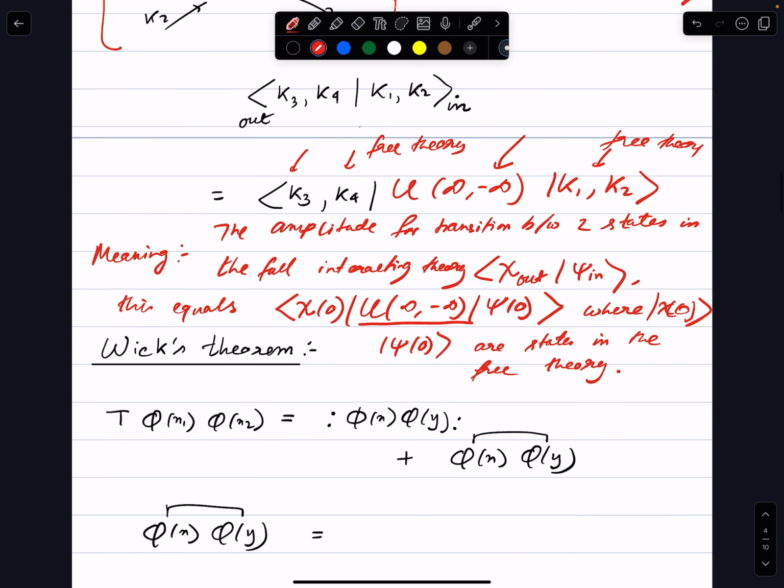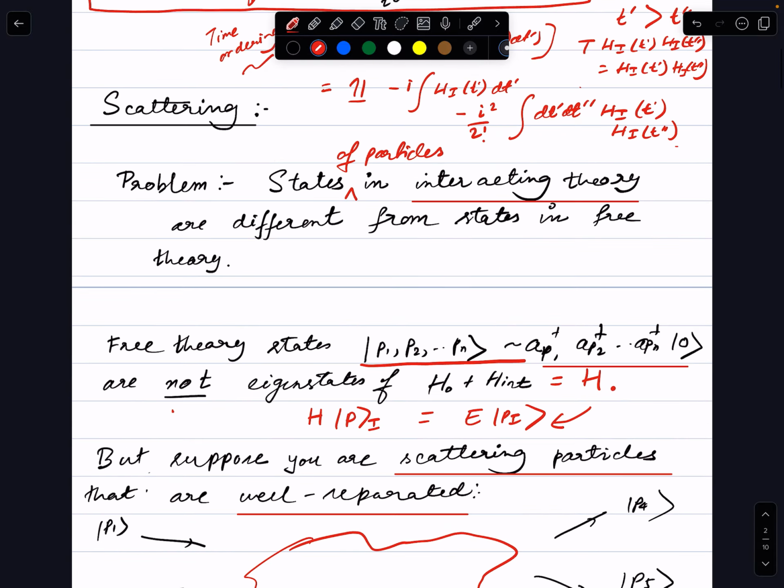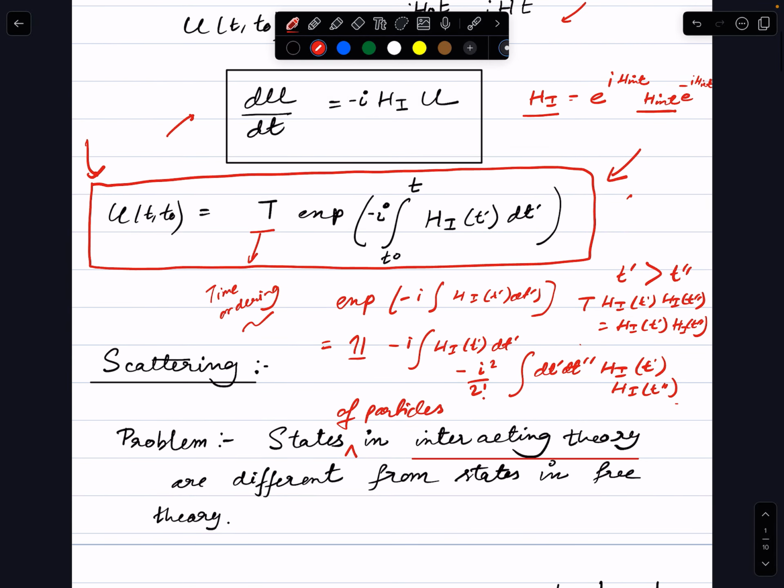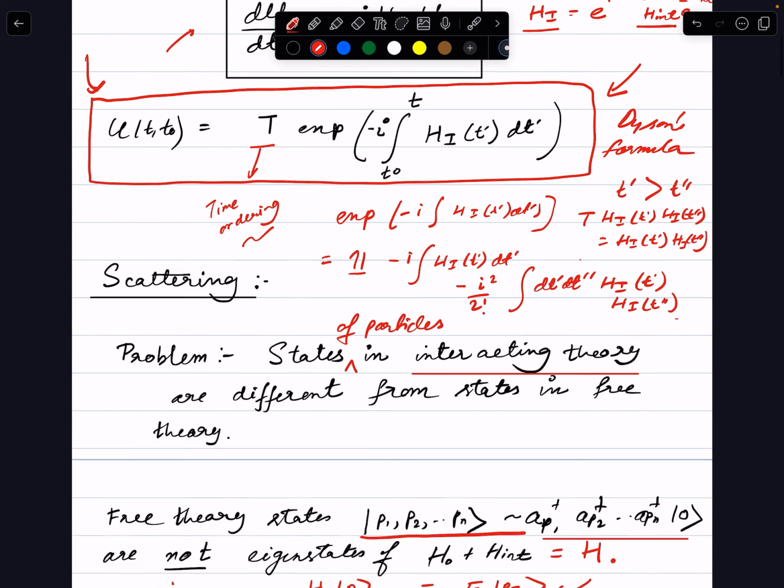Any other questions? So this technique was introduced by Feynman or Dyson? It's called Dyson's formula. Originally the first person to do it was Dirac himself, but Dyson formalized it, and now this formula is called Dyson's formula.